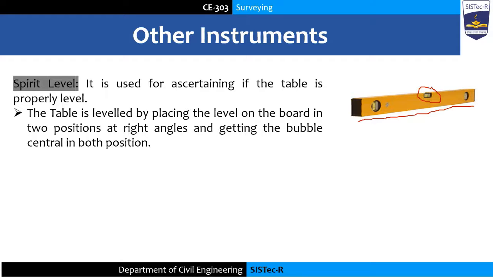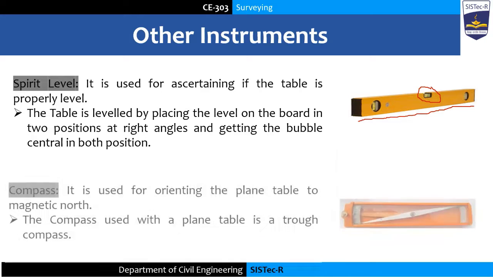So how is the table leveled? The table is leveled by placing the level on the board in two positions at right angles. So we put this spirit level in two different positions, and both these positions are at right angles, and at both the positions we get the bubble in the center position, so the table is leveled.